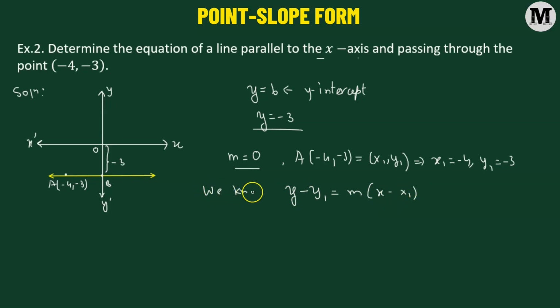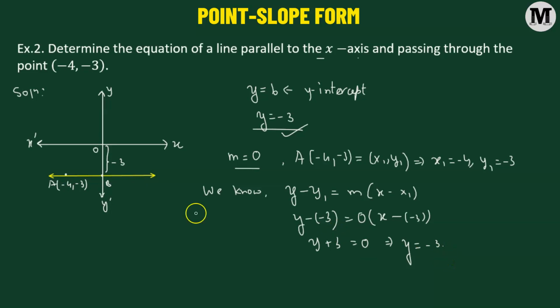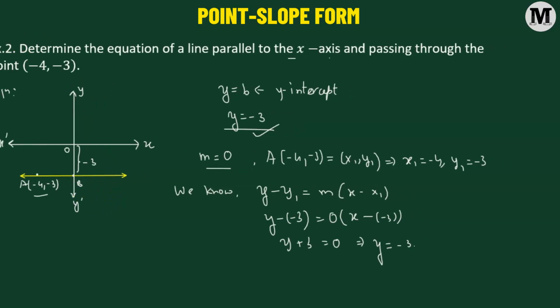So this is the formula for the point slope form of the line. So we're going to replace the value of y1 with -3. So y minus -3 equals to the slope m multiplied to x minus -4. Right. So we have y plus 3 equals to 0, which means that we're getting the equation as y equals to -3. So this is indeed correct. So y equals to -3 means the equation of the line which is parallel to the x-axis and passes through the point -4, -3. Okay, now let's go to the next problem.